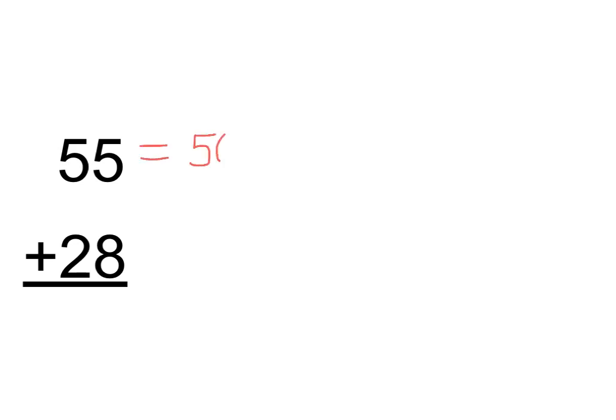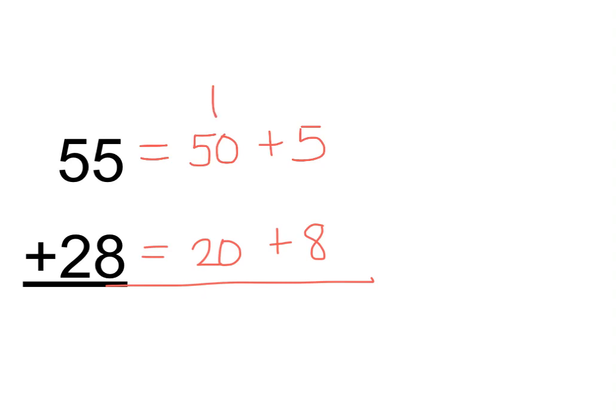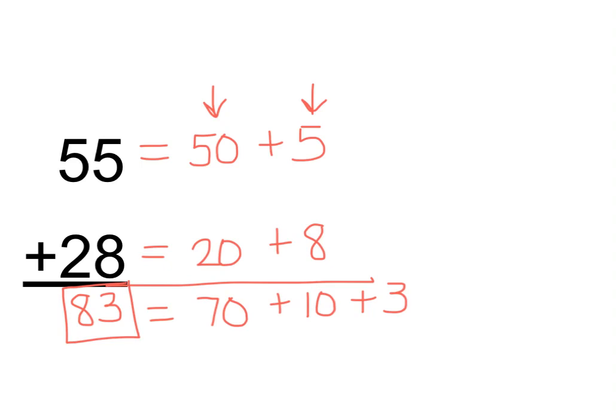55. 50 plus 5 and 20 plus 8. 50 plus 20 equals 70. 8 plus 5 equals 13, which is a 10 plus 3. 70 plus 10 equals 83.